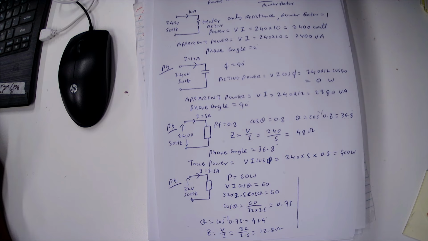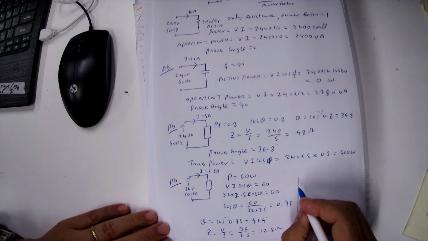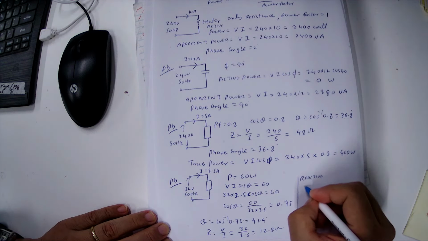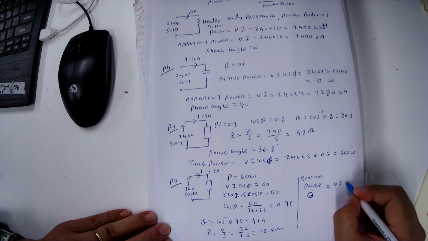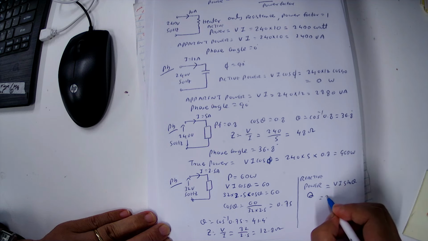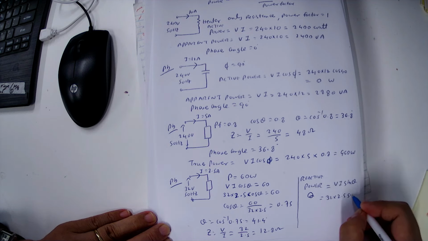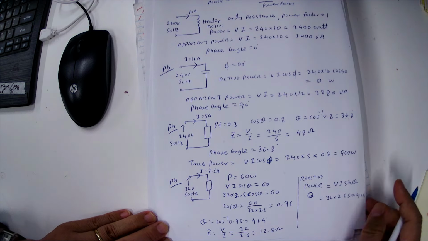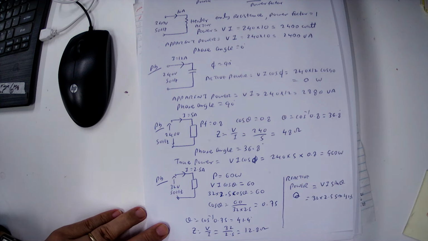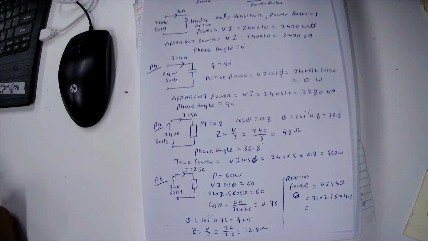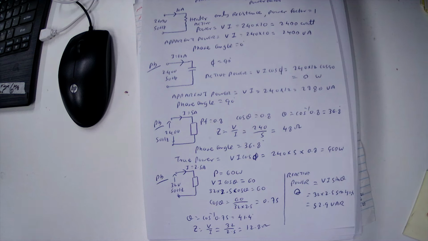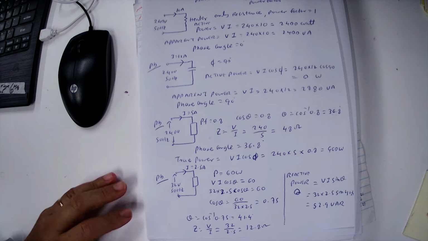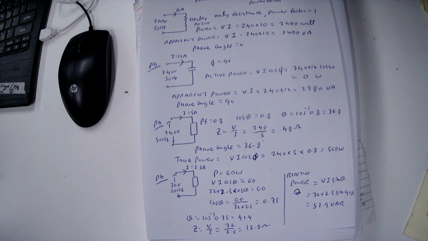Then we also need to calculate the reactive power. Reactive power we can denote with the symbol Q, so this is VI sine theta. The voltage is 32, current 2.5, and sine 41.4. By solving this one, we get the reactive power as 52.9 var. So this is the way we can calculate it. Okay, the next problem.